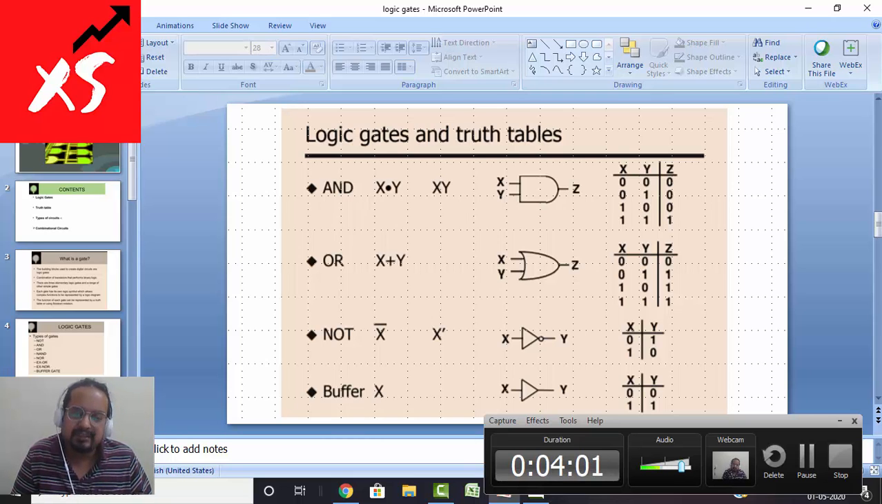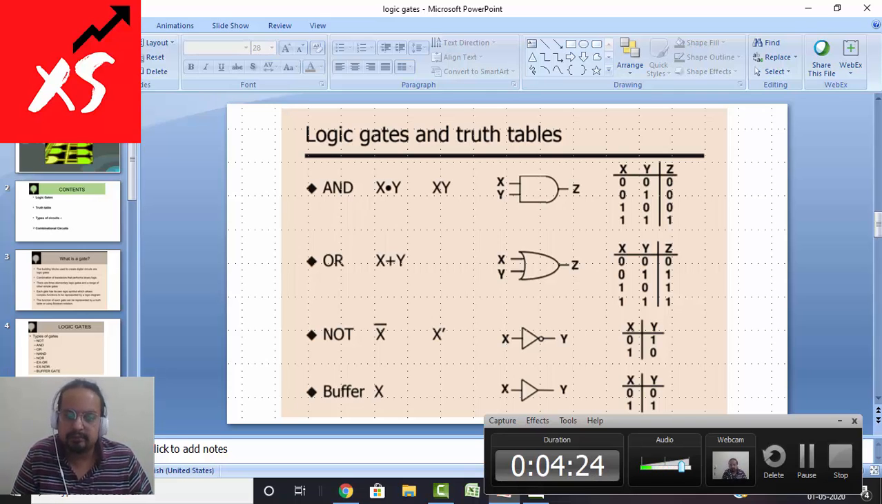AND means this operation x dot y, right? So it's multiplication of two variables, denoted by x dot y. You're seeing the diagram as well. With x and y as the two inputs, 0 into 0 is 0, 0 into 1 is 0, 1 into 0 is 0. But 1 into 1, you get 1, right? So that explains the AND gate.